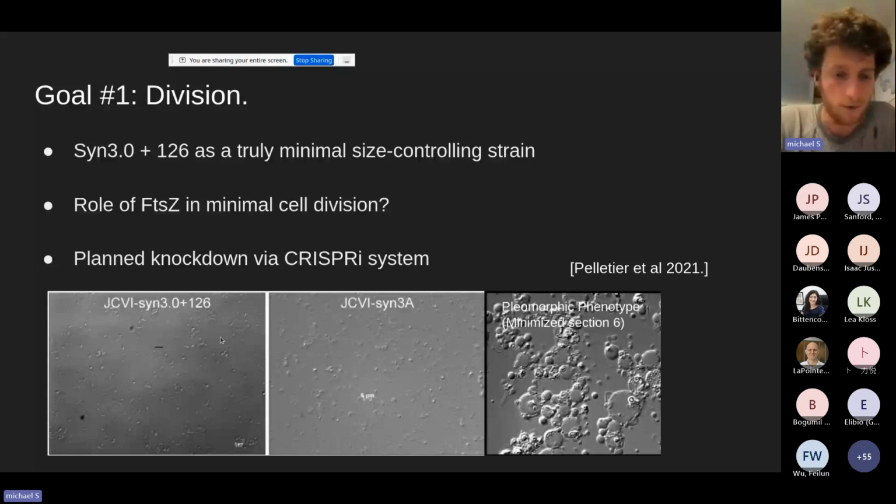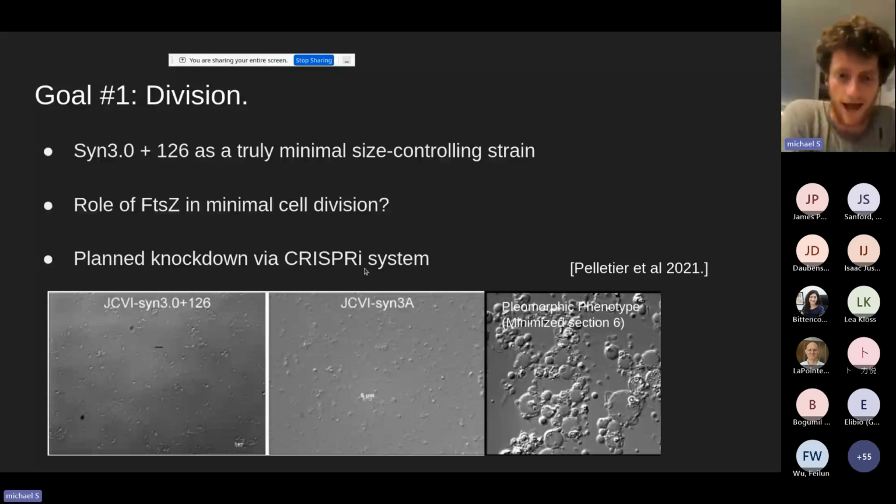Basically, if you knock down any one of these genes, what you find is that the cells exhibit this really fun pleomorphic phenotype that we see in Syn3O. With those 7 genes, we find that it looks like the more typical mycoplasma JCVI Syn3A situation. There's a really fun story shaping up already with FtsZ. For starters, in the genomic context of Syn3O plus 126, knocking down FtsZ causes this pleomorphic phenotype. But in the context of JCVI Syn3A, which contains a few other extraneous genes, what you find is that it does not cause this pleomorphic phenotype.